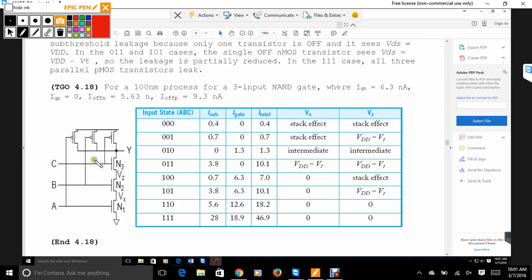So when you have 0, 1, 0, this is where things start getting interesting. Notice how neither of them are the stack effect, right? Because we actually have an on transistor and 2 off transistors. So there's no stack.